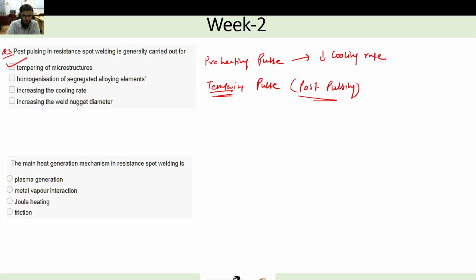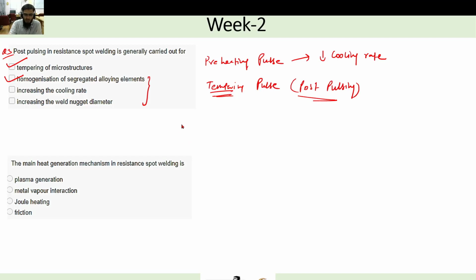And what about these three options? Is any option correct out of these three, or are all three wrong? Just go through it. Does this post pulsing cause homogenization of segregated alloy elements, or increasing cooling rate, or increasing weld nugget diameter? So it's kind of a post weld heat treatment only. After welding you are giving a heat treatment, that is post weld. So one of the other purposes of this post pulsing is to also homogenize the segregated alloying elements.